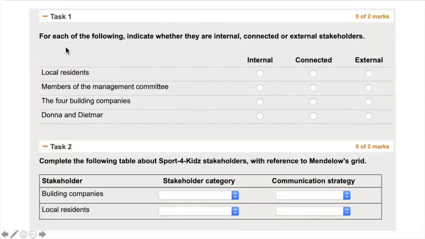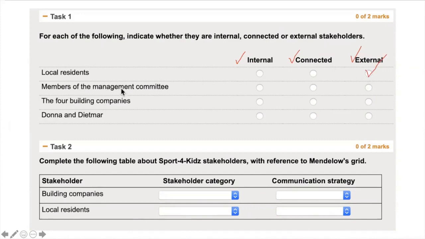Task 1. For each of the following, indicate whether they are internal, connected, or external stakeholders. So this is a stakeholder question. Now, the local residents of that area, which of course they use, their kids actually use to play, are they internal? They don't work for the company. They're not internal. Are they connected? Do they have any contract, any relationship in that sense? No. Are they external? Yes. So the local residents are external.